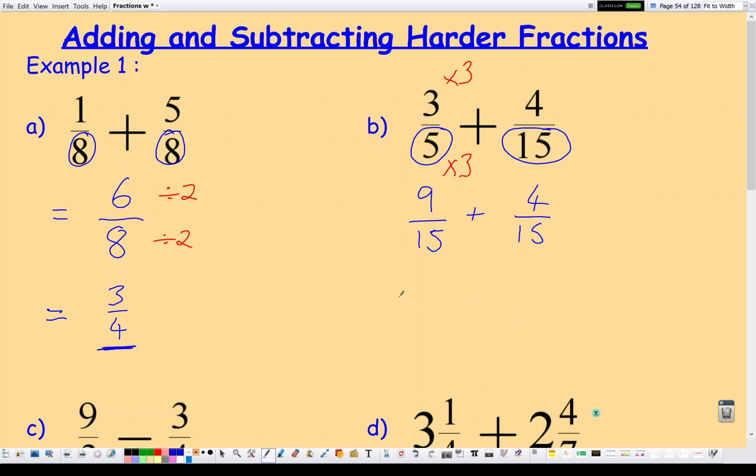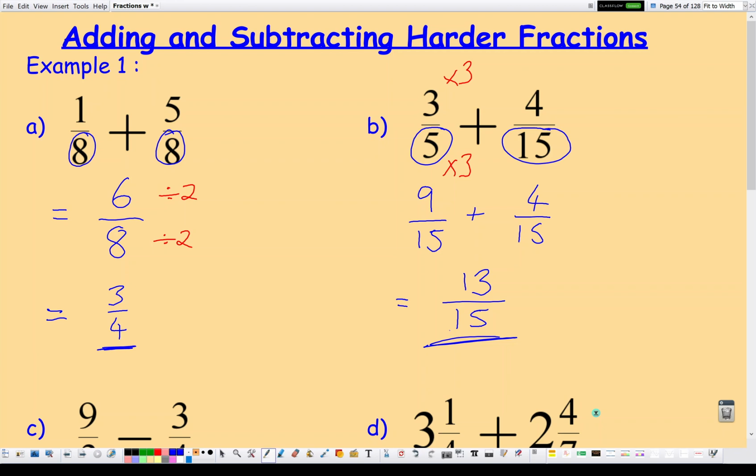Okay, now we're at the same point as in the previous question. I've got the same number at the bottom, so I just combine them. That number never changes. It's 15 plus 15, so it stays as 15 on the bottom. 9 plus 4 is 13 over 15. Okay, we've done the addition. Now we need to check if we can simplify. 13 isn't in the 3 times table. It's not in the 5 times table. I can't do anything else with it. It's finished.